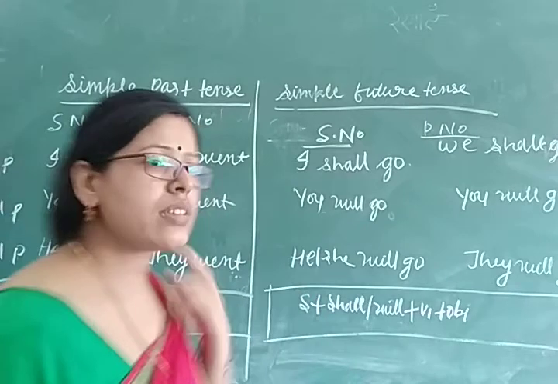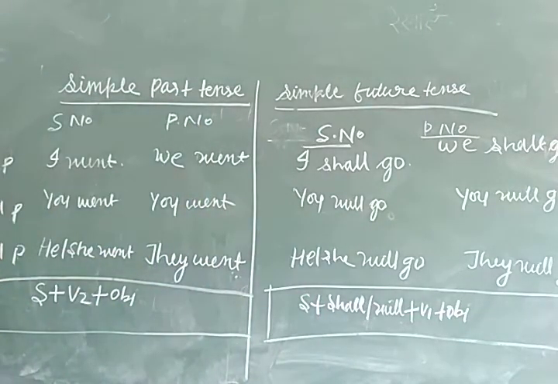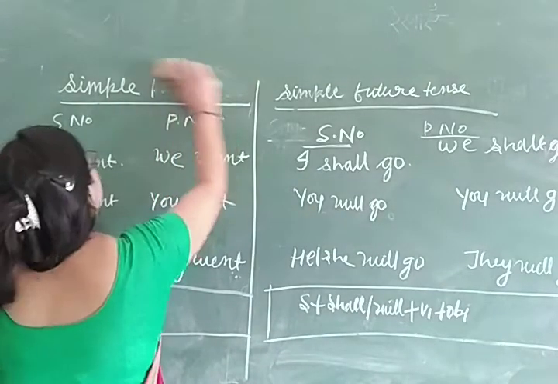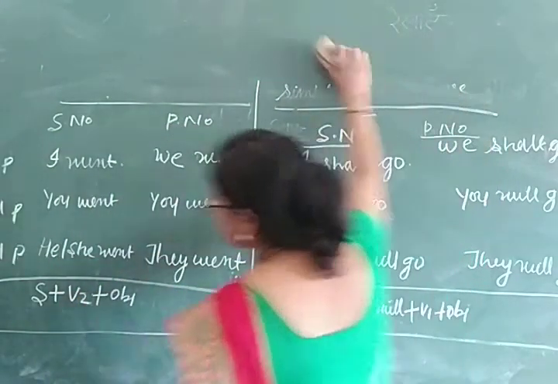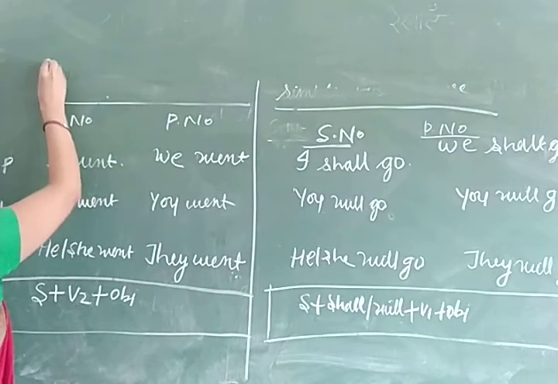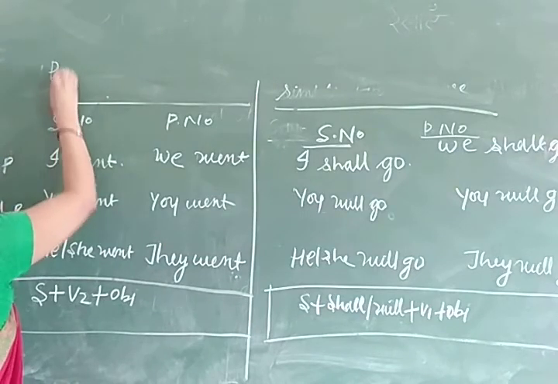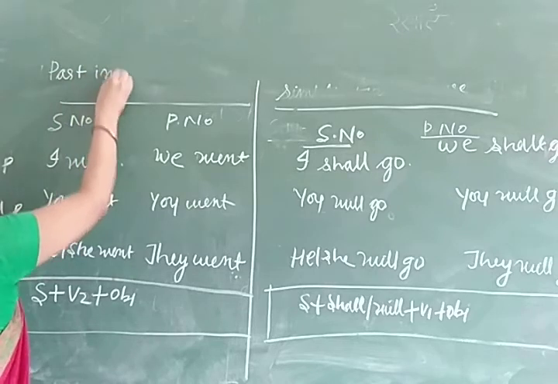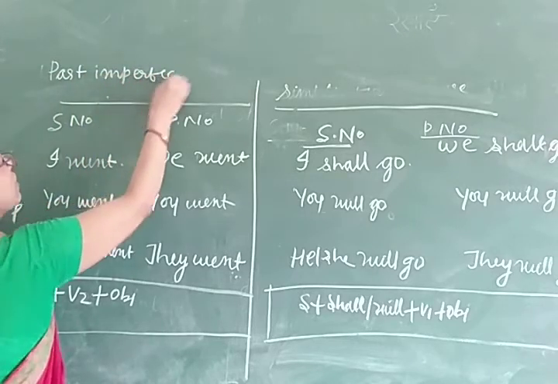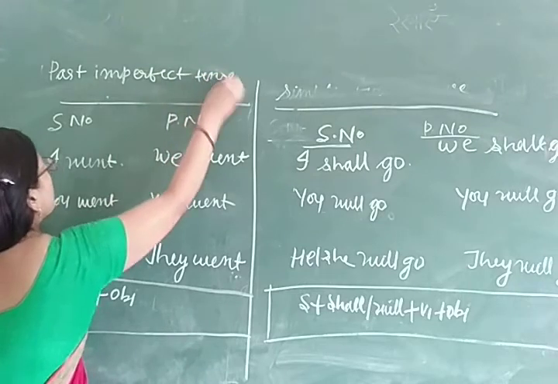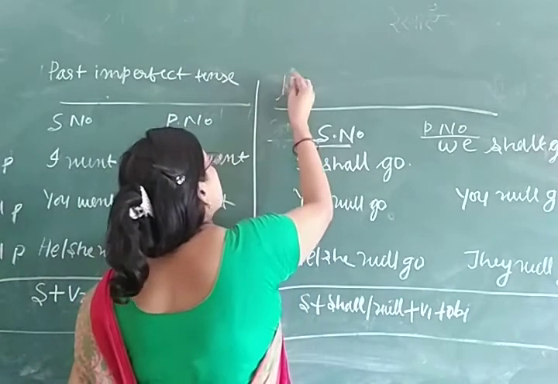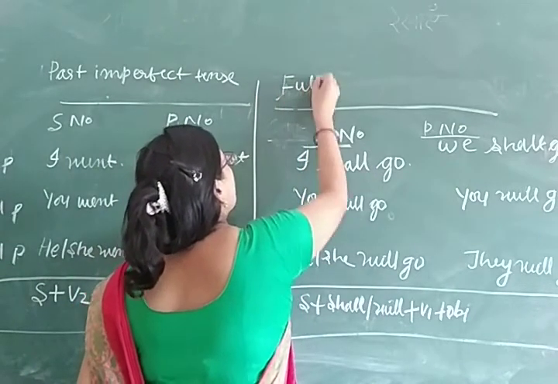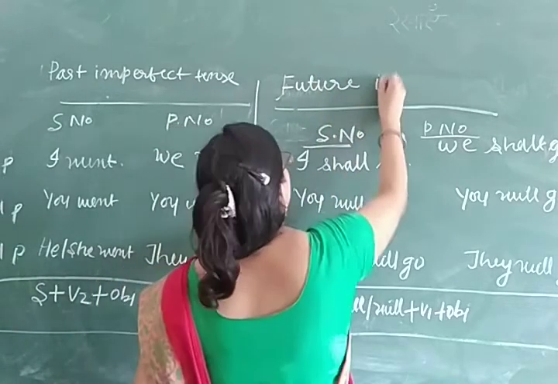Let's see the another tense. Give the heading. The next one is what? Past imperfect tense. So let me teach you the next one. Past imperfect tense, and here future imperfect tense.